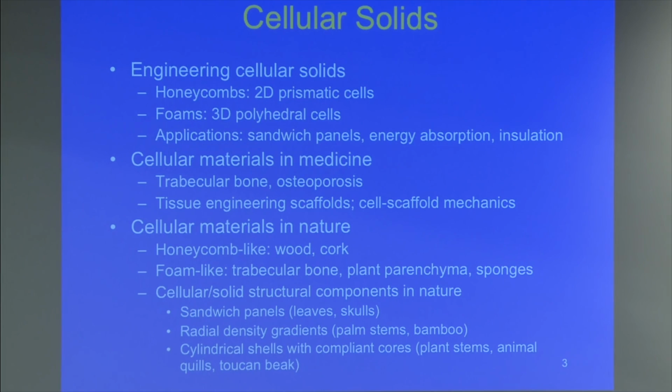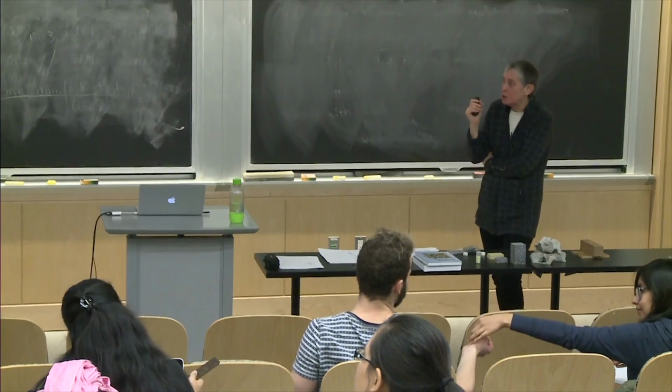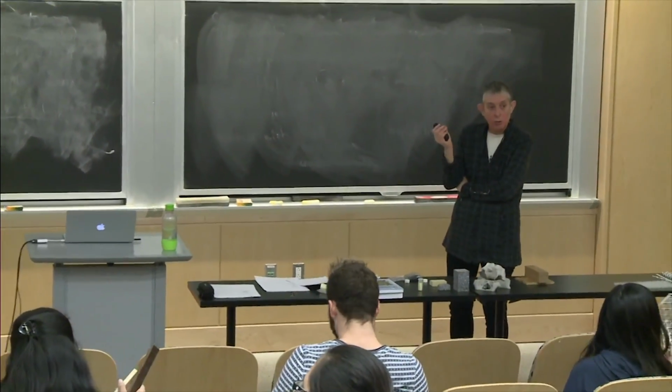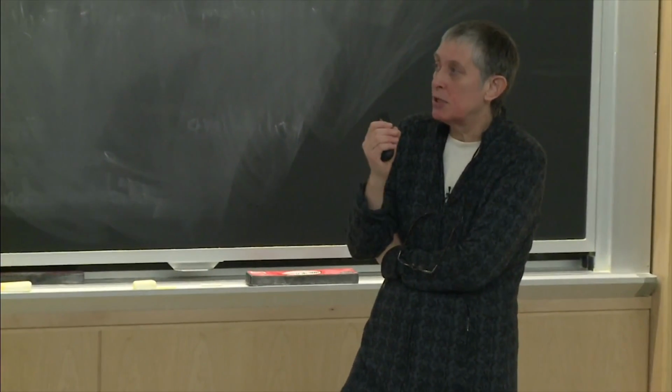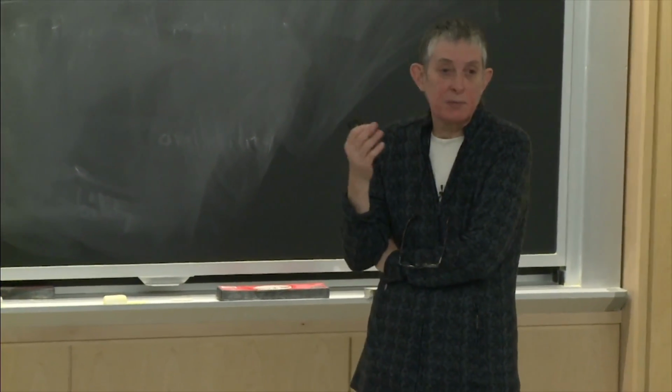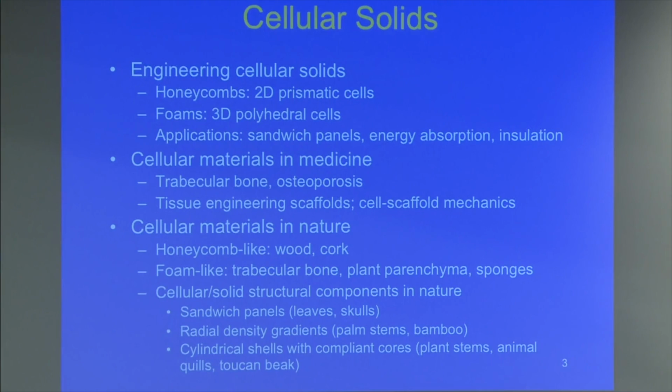We're also going to talk about cellular materials in medicine. So trabecular bone, we'll talk about osteoporosis and how loss of bone reduces the strength and how you might estimate that. We'll talk about tissue engineering scaffolds, something about their mechanical properties. You may think the mechanical properties aren't probably the most important thing, but in fact the mechanical properties do have some effect on how the cells interact with the scaffold. So we'll talk a little bit about cell scaffold mechanics. And then we're going to talk about cellular materials in nature at the end of the course.